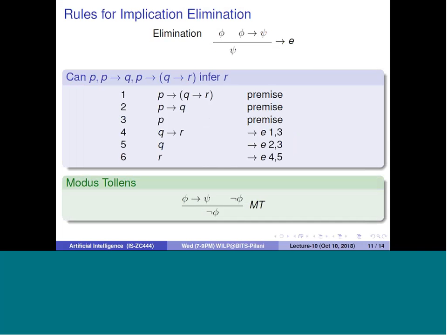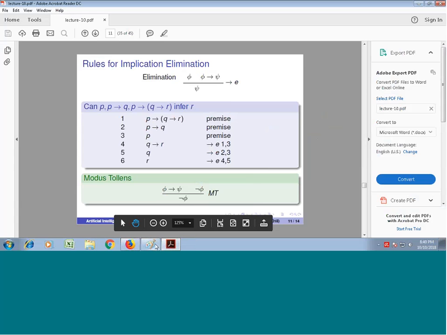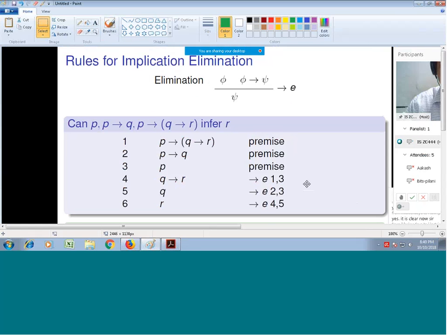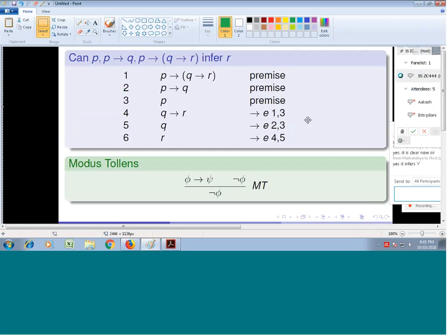And then there is a very important thing that is called modus tollens. Modus tollens says that if phi implies psi and not of psi is there. I think again there is a typing mistake. Not of psi should be there. Okay. This is again a typing mistake. Because I am typing everything by myself, I'm sorry for that. Any other time I make these mistakes. So what I want to say is that this particular part is not of psi.